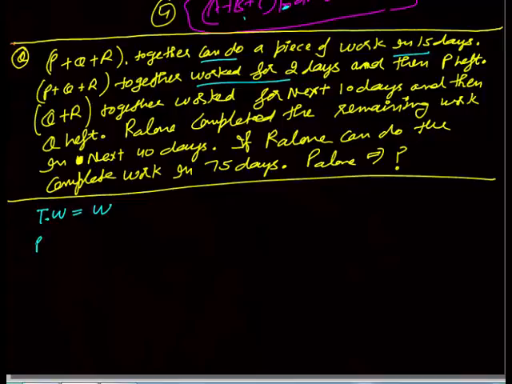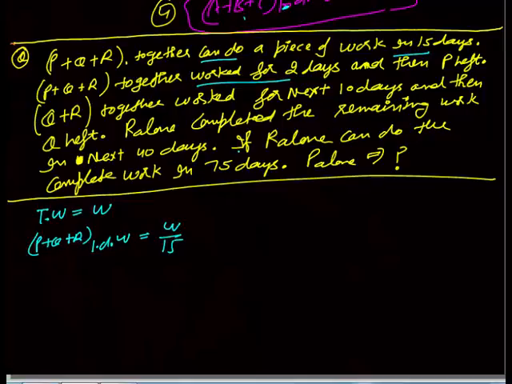Now as per the question, P plus Q plus R can do these W units of work in 15 days. So can I say the P plus Q plus R 1 day work would be how much? It would be W by 15, because in 15 days they are doing W units of work, so in 1 day they will do W by 15.